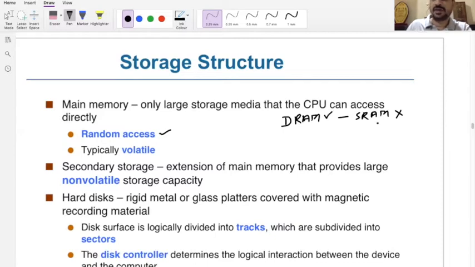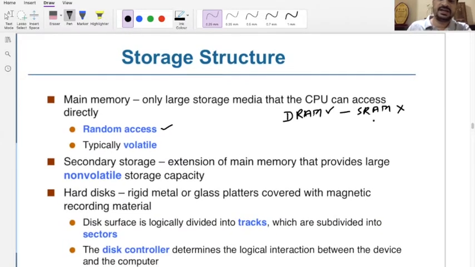I'll discuss what SRAM and DRAM are and how they work in detail when we get to that topic. For now, remember that DRAM is your main memory, and every RAM which is working as a main memory, we say it is a DRAM, dynamic random access memory.